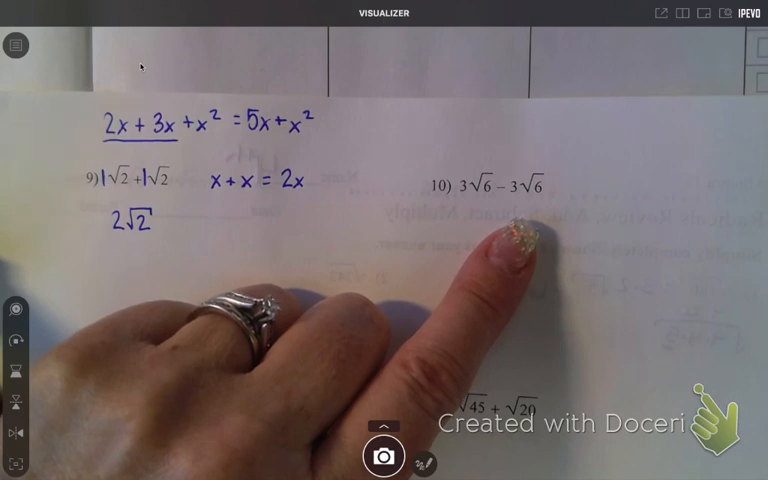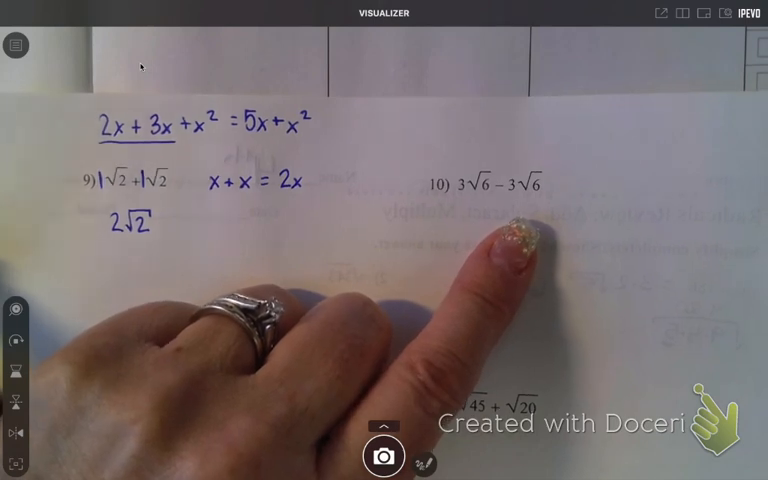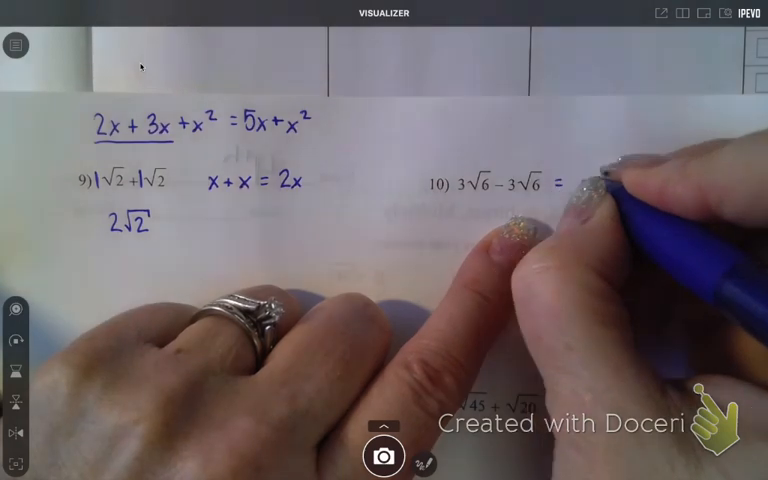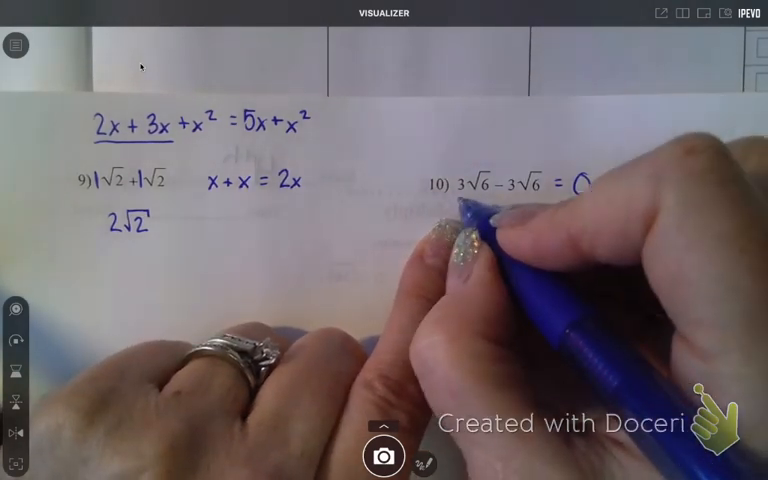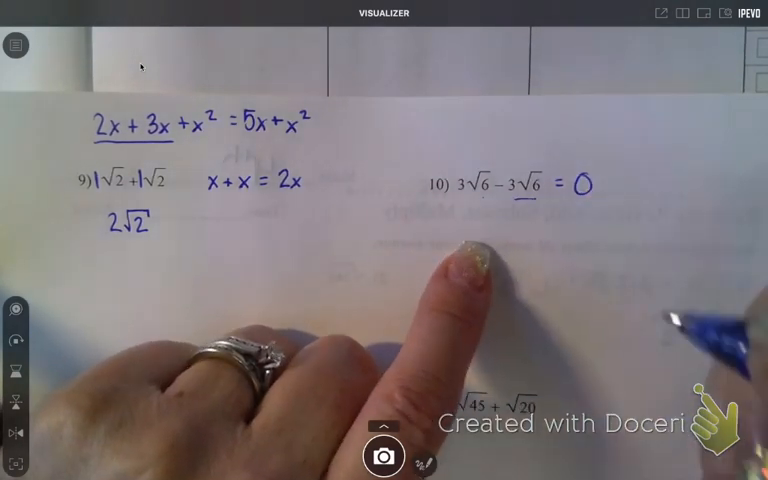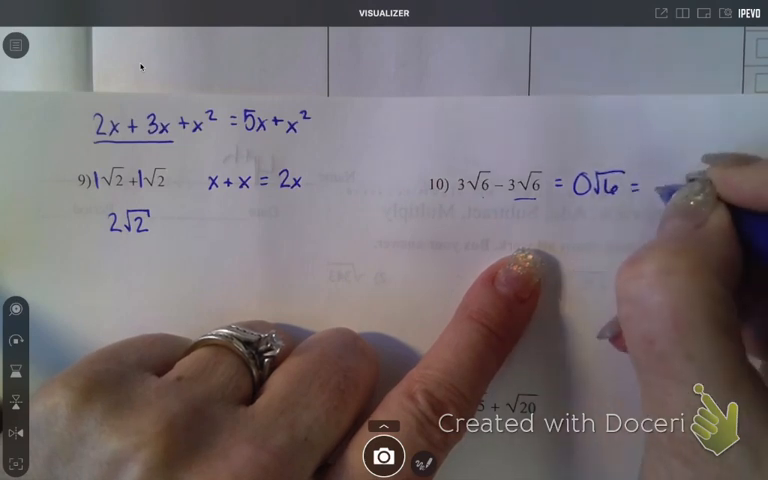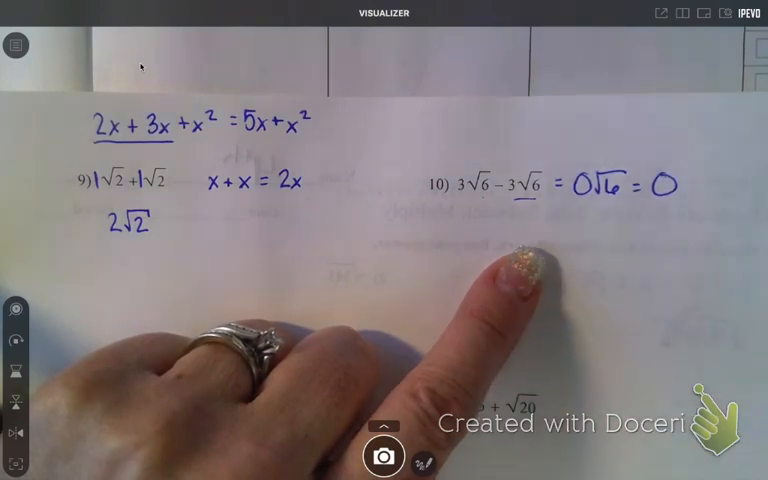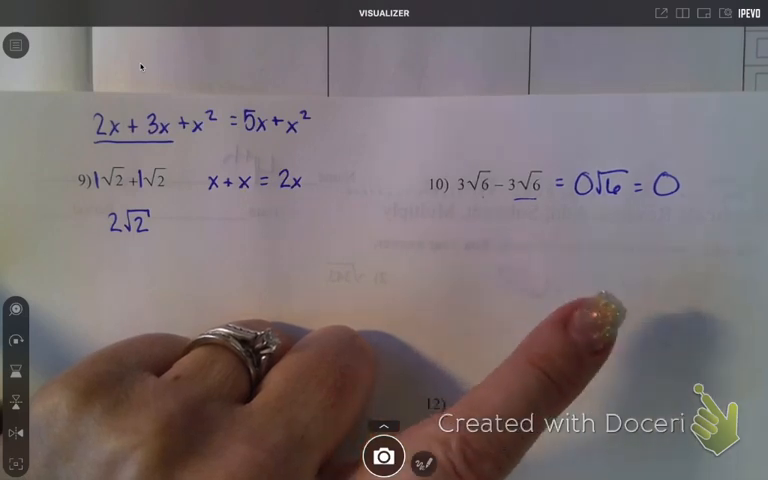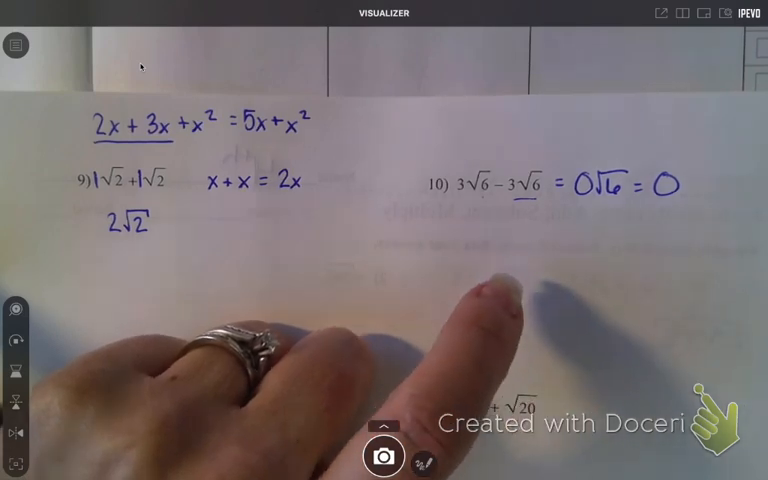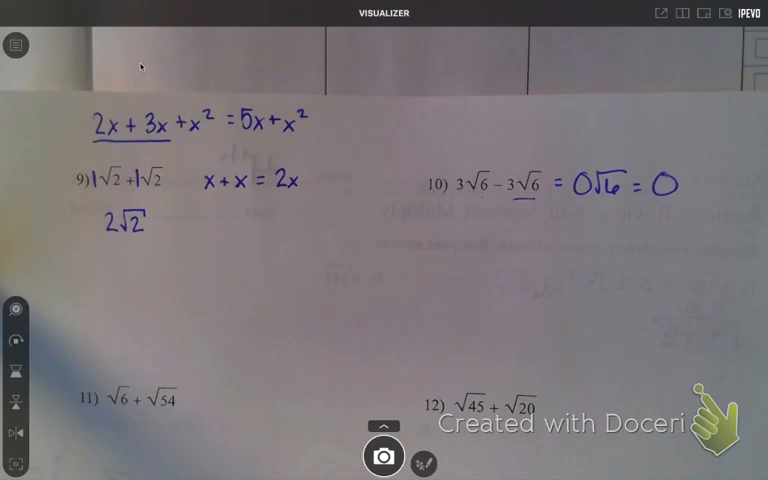Would anyone like to share their answer? It's really easy. Would it just be 0? It would be 0. Why? Because they're like terms. Well, yeah. I have positive 3 and I have negative 3. So I have 0 square roots of 6, which is just what? 0. It's exactly like variables. So on number 9, if the addition sign would have been subtraction, that would have been 0.